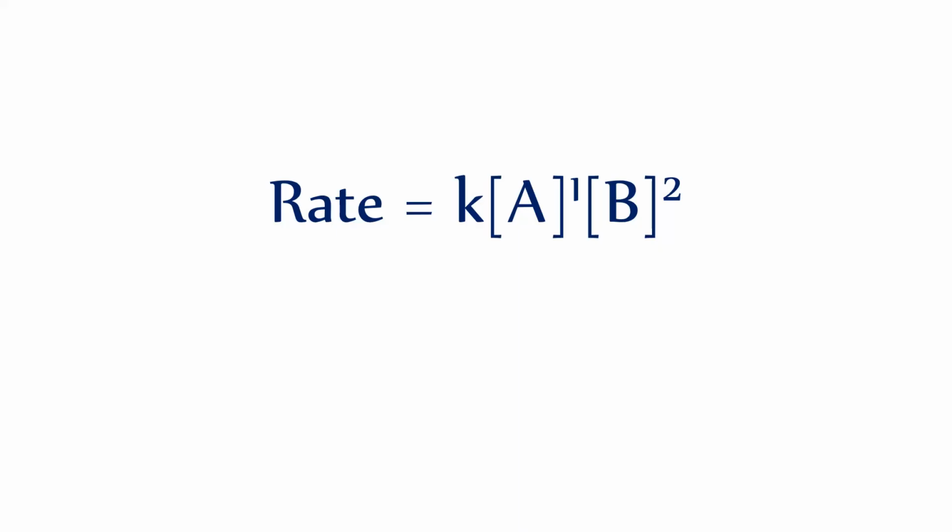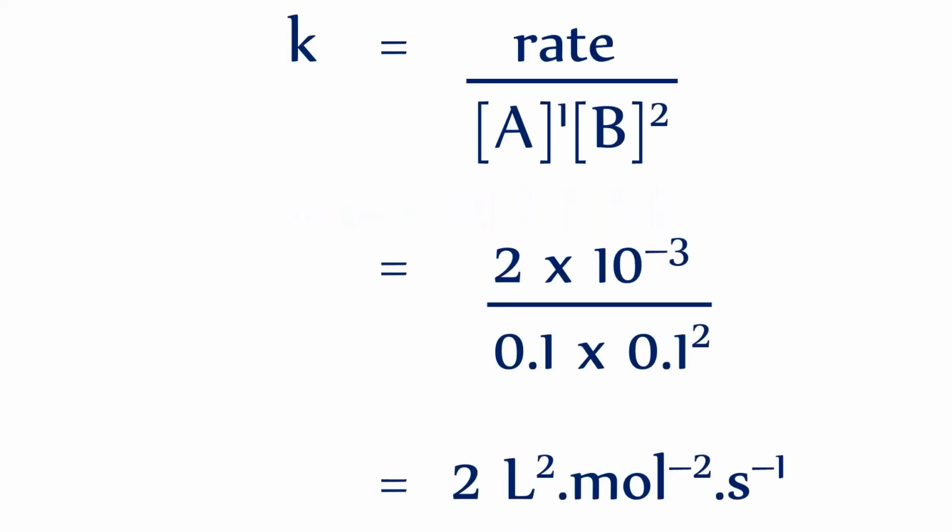And we can do this by using any of those 3 original experiments. Just pick one at random. Let's look at experiment 1. We've got numbers to put in. We've got a concentration for A. We've got a concentration for B. We've got a rate. And now we've got the orders that those concentrations are raised to. So we can just rearrange the equation, and we can find that K is equal to 2 by 10 to the minus 3 divided by 0.001 equals 2 liters squared per mole squared per second.